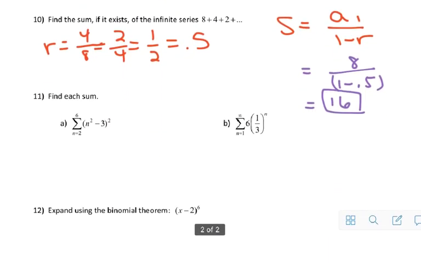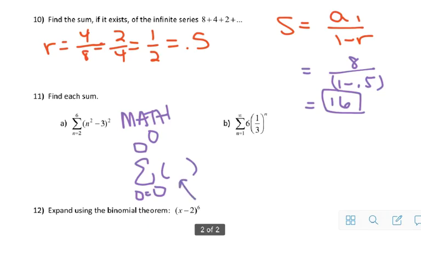For number 11, we gave you a way of doing summations in your calculator. If you have the math 0 function, if you press the math button, press 0, it might give you something that looks like this, and then you just fill in the blanks. The only thing you have to be careful about is the parentheses. You have to put this inside of the already given parentheses, which means you need a second set of parentheses. There's a long way of doing it.